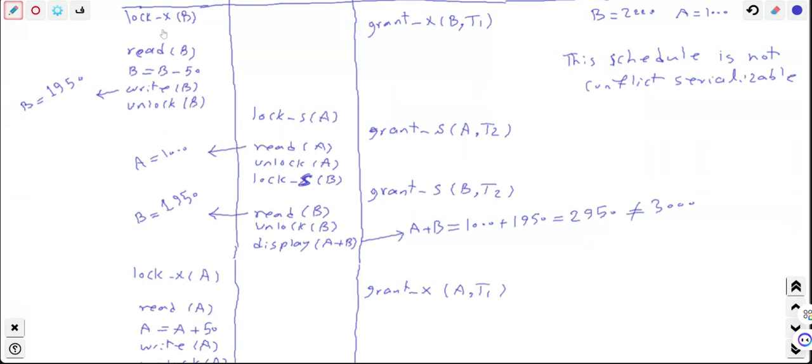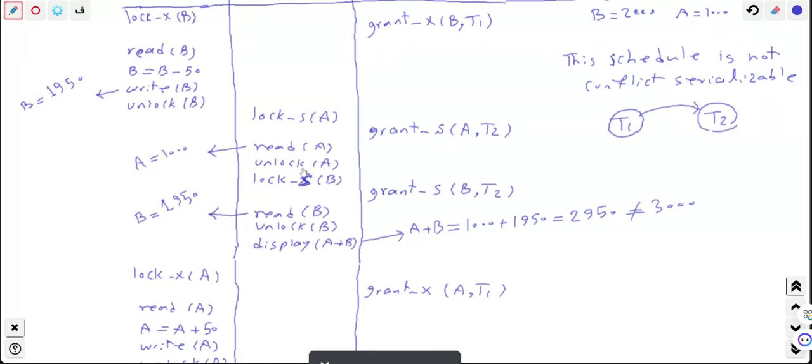Here you see T1 reads B and writes B. Write B of T1 conflicts with read B of T2, okay? And because write B of T1 is executed before read B of T2, in the precedence graph we have an edge from T1 to T2, because T1 first writes B and then T2 reads B. So there is an edge from T1 to T2.